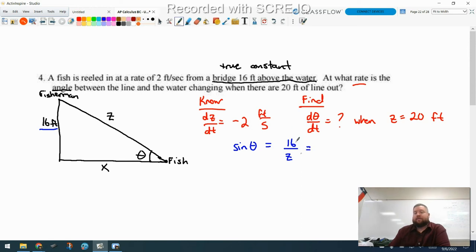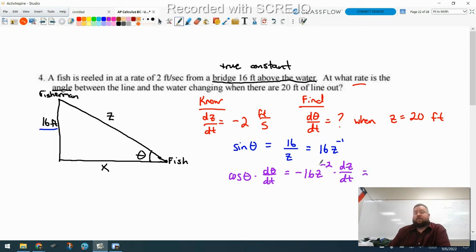Since we're taking the derivative, I'm going to rewrite this as 16z to the -1 power. Okay, so again, we don't want to plug anything in yet because we have to take the derivative first. So let's go ahead and do that. Derivative of sine is cosine theta, and we multiply by d theta over dt. Derivative over here, multiply by -1 is -16z, subtract 1, -2 power, multiply by dz over dt.